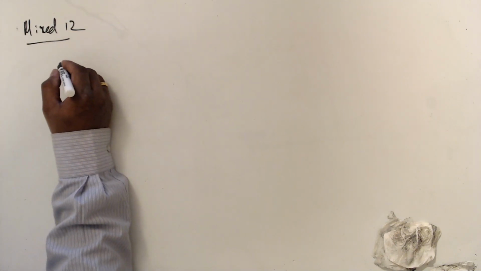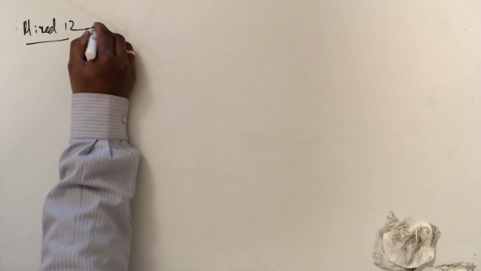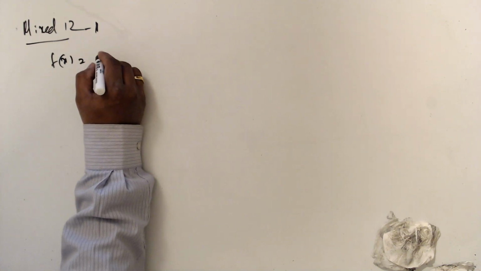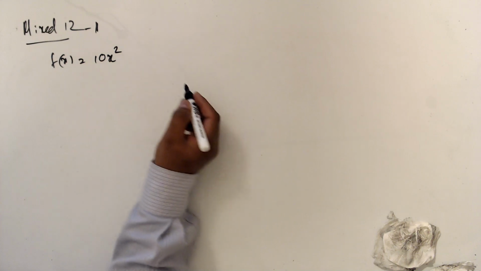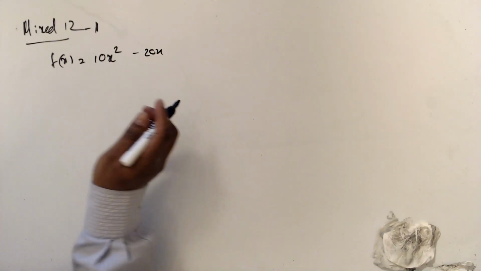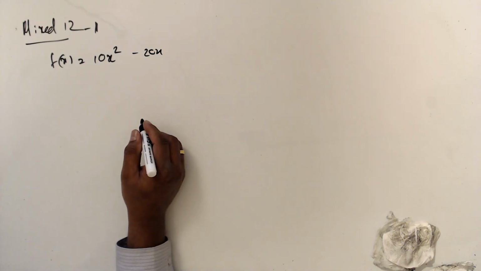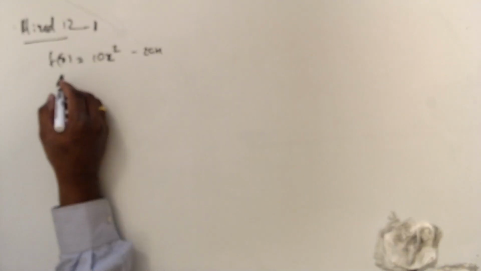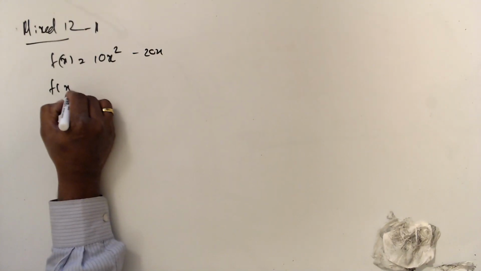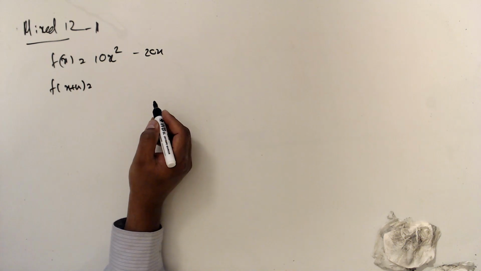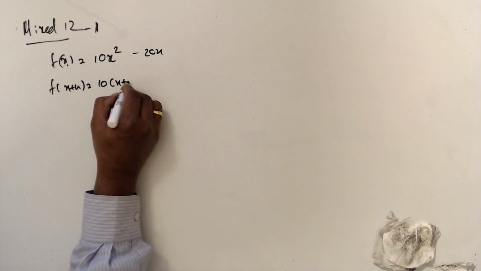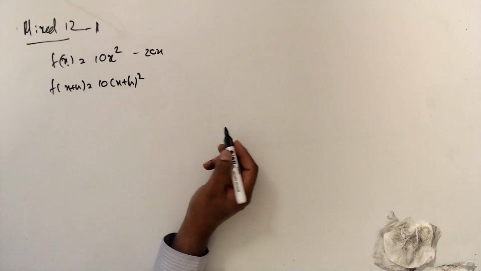Next exercise, question number 1. We want to prove from first principles that for f(x) = 10x², f'(x) is 20x. Now we'll take any point at distance h from x, so x plus h. Then f(x+h) is 10 times (x+h) squared.